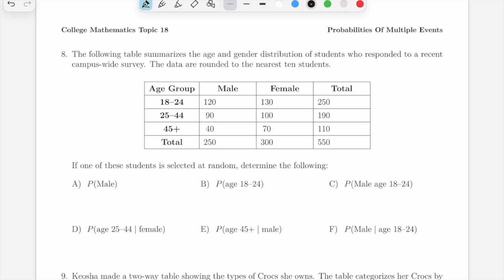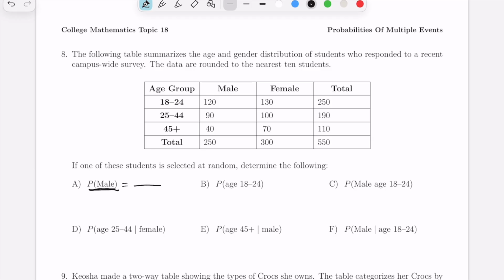Here's a chart that summarizes the age and gender distribution of students who responded to a recent campus-wide survey. And the data is rounded to the nearest 10 students. That way we have a little bit nicer numbers. If one of these students is selected at random, find the probability that we get a male.